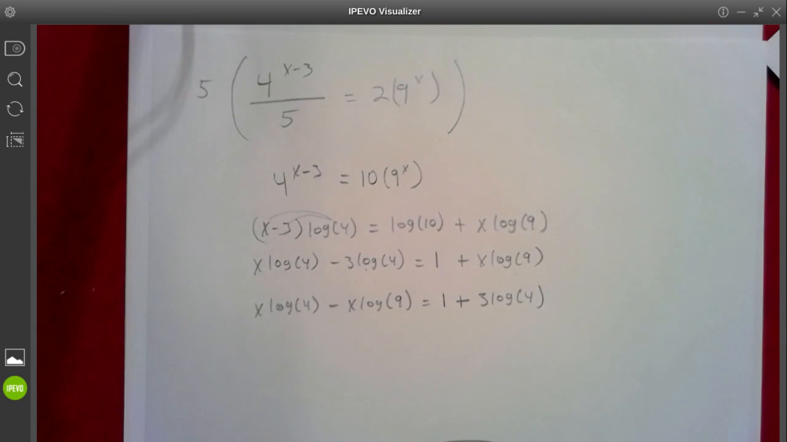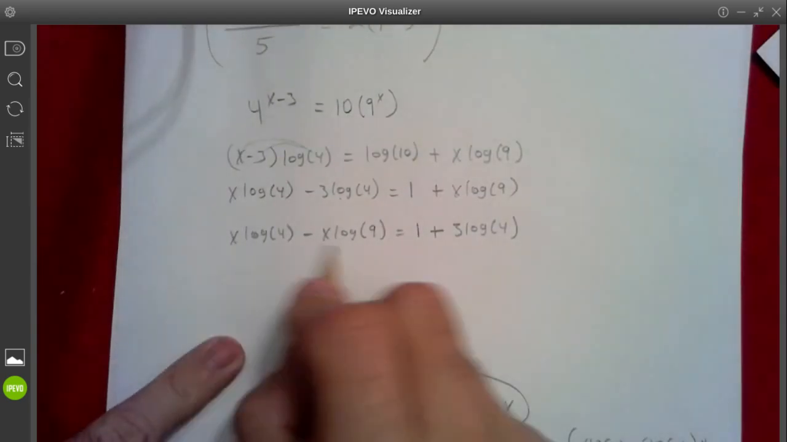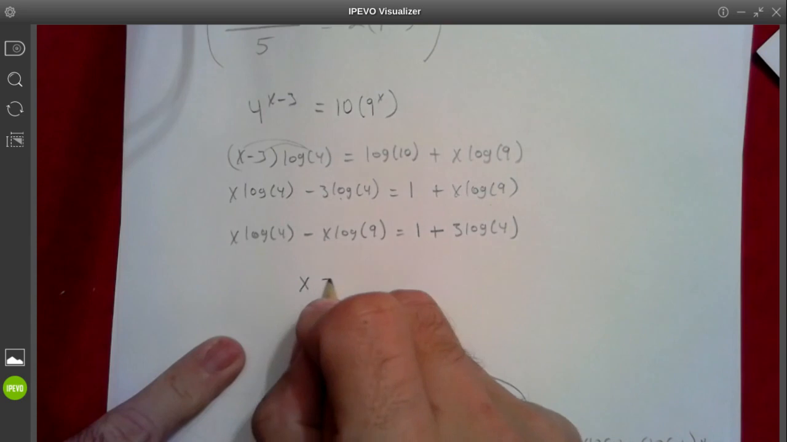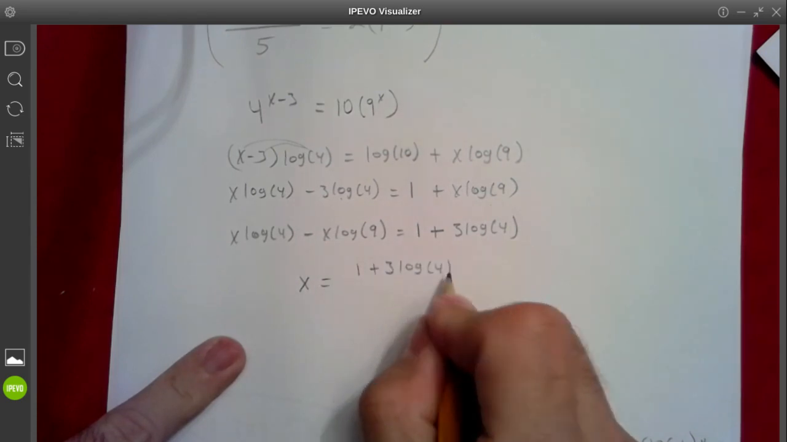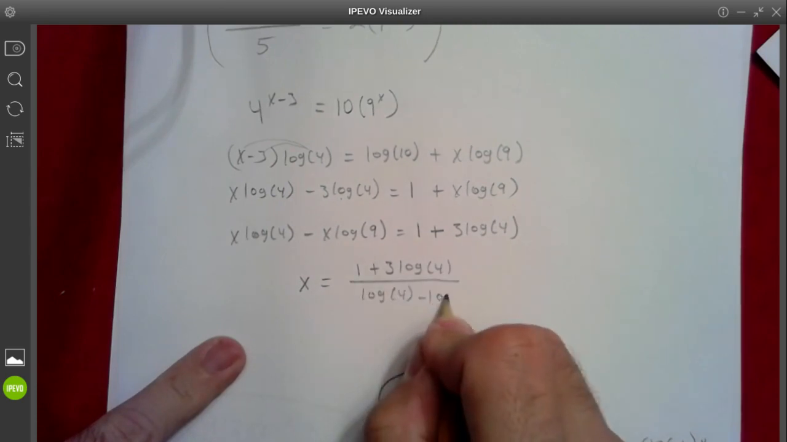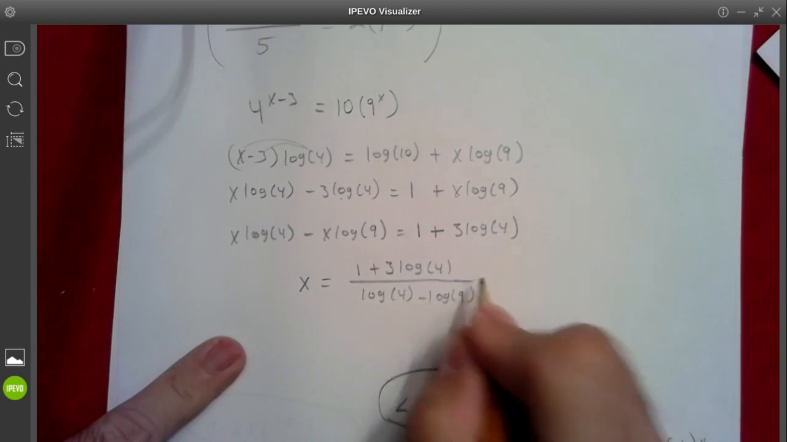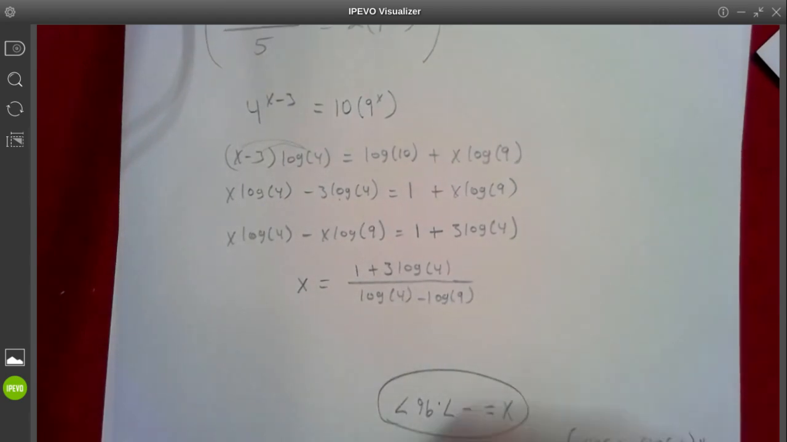This is just a lot easier to work with. It's not 3 terms over 5 terms like we had a second ago, right? That was a huge, ugly answer. So our final answer, after you factor out the x and divide, would be 1 plus 3 log 4 divided by log 4 minus log 9. And if you check this out, it's going to give you the same negative 7.967 answer.